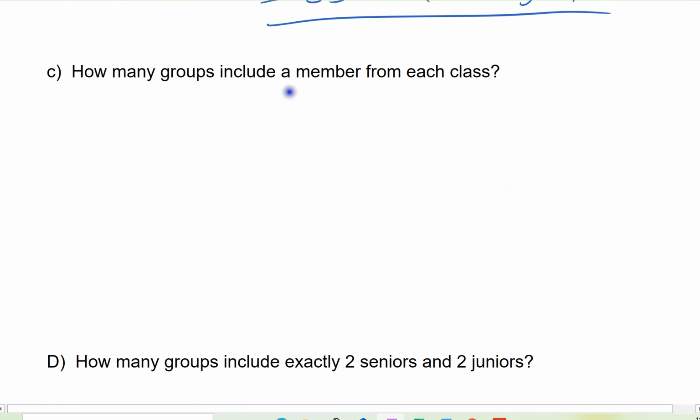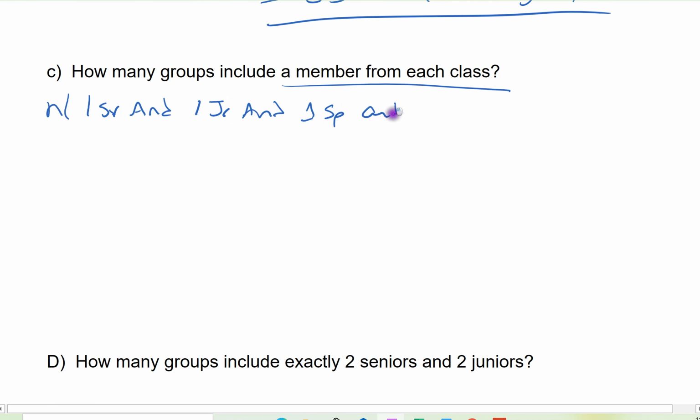Alright, how many groups include a member from each class? That means I want a member from the senior group, the junior group, the sophomore group, and the freshman group. So this is a subset where I get 1 senior and 1 freshman. Or let's do them in order: 1 junior and 1 sophomore and 1 freshman.